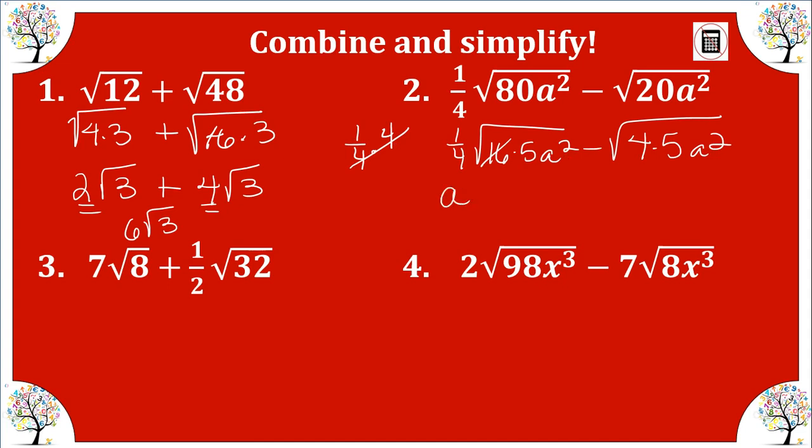And we can take the square root of a squared as well. And we get 1a radical 5 minus the square root of 4 is 2. The square root of a squared is a, radical 5. So we have 1a minus 2a, so we get negative 1a radical 5.